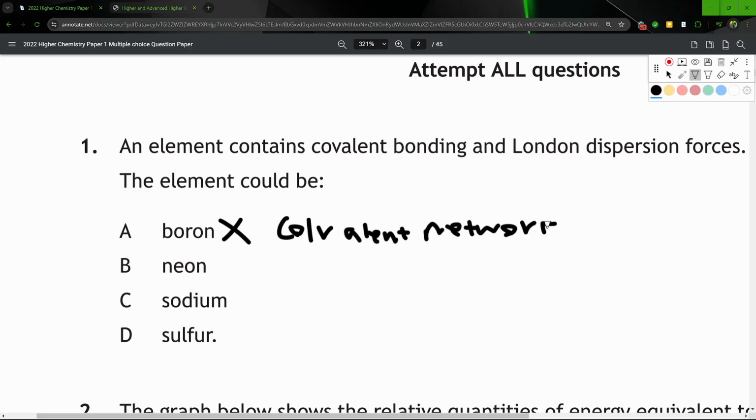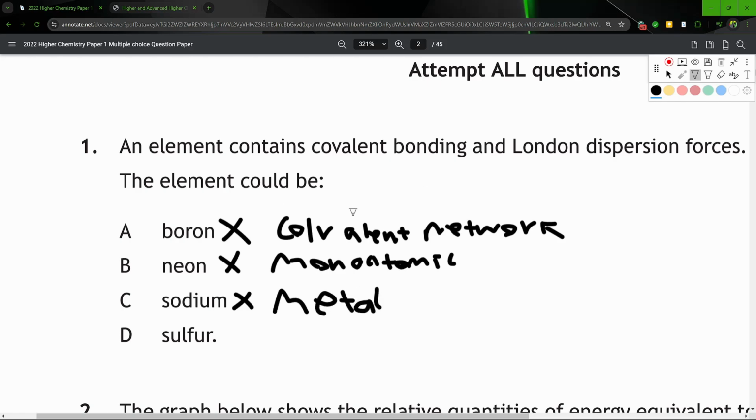Next up, for the opposite reason, we have neon. We have to eliminate that because it's a monatomic element. It's a noble gas. It doesn't bond with anything else. It only has London dispersion forces. So, say monatomic here. Sodium. Sodium is a metal, so metallic bonding with itself, so it wouldn't have any London dispersion forces. All the metals would be connected together. So I'll say metal.